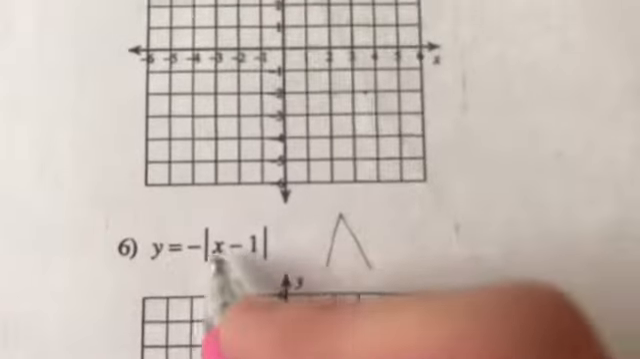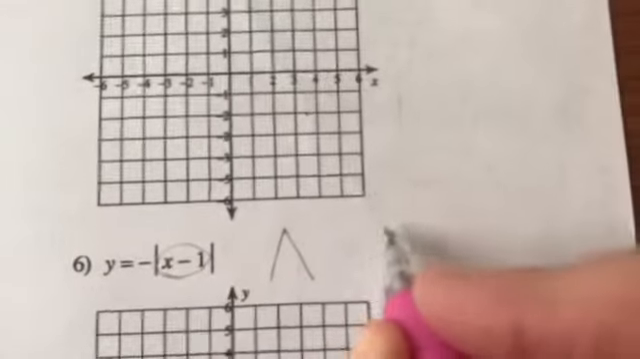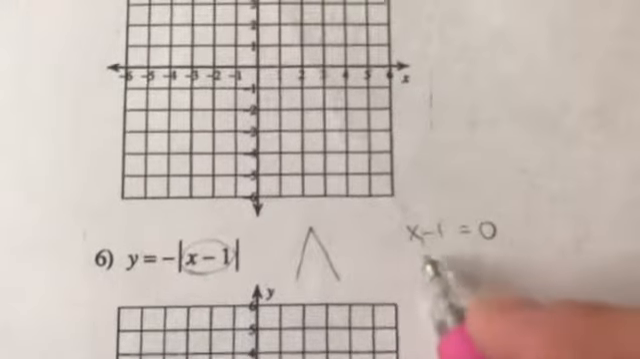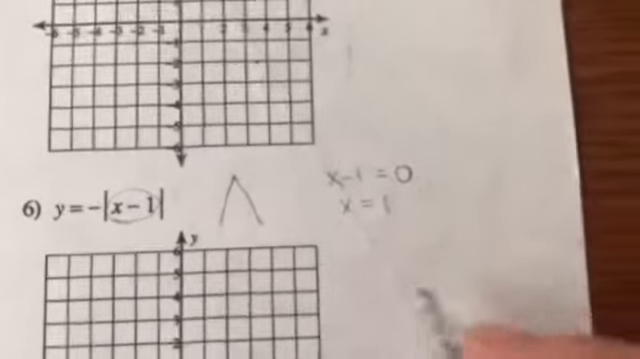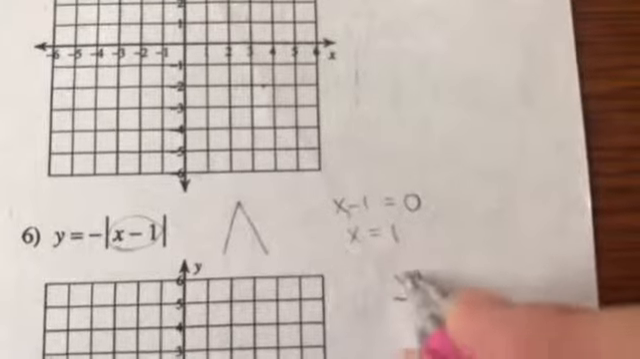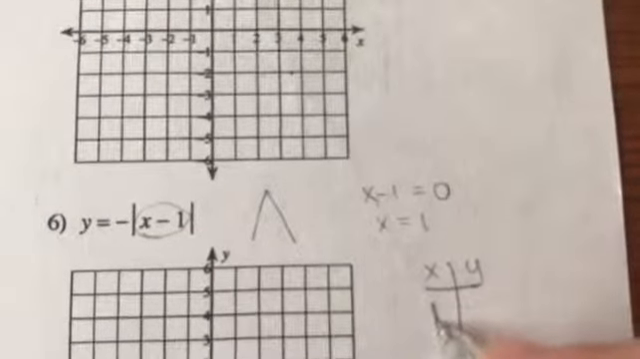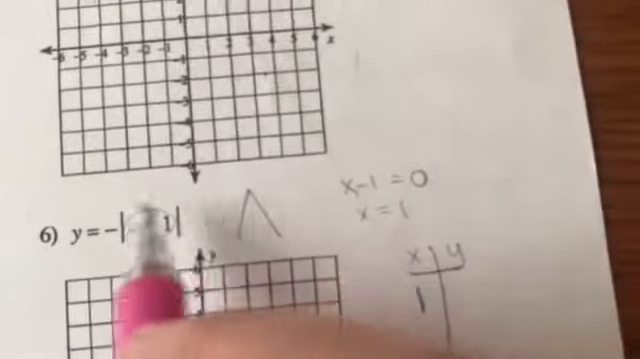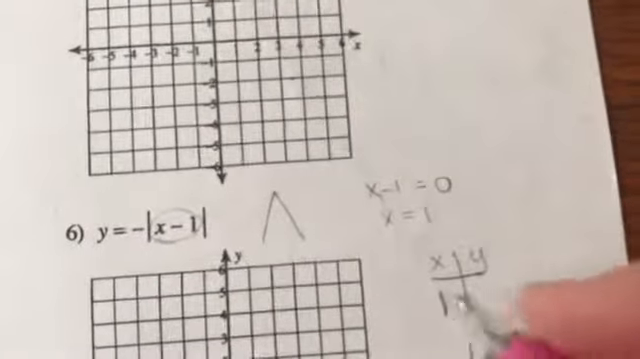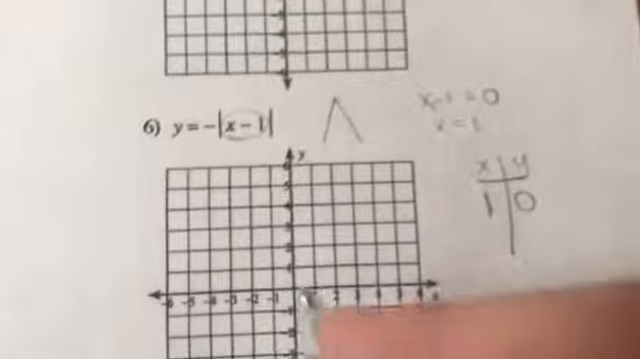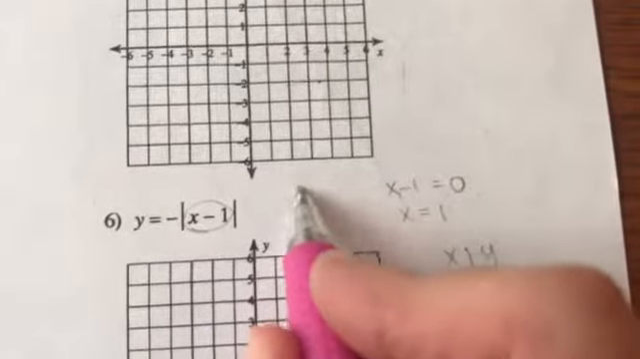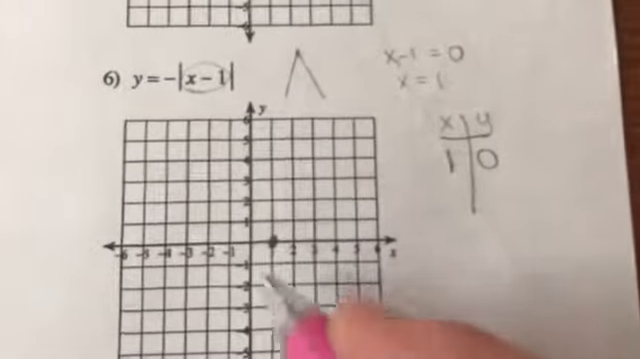So what do I do? I take what's inside and I set it equal to 0. Now you can probably do this mentally, but I can see that x is going to be 1. So when I do my t-chart, the very first point I'm going to pick is 1 because I want to figure out what makes this 0. If I plug in 1, 1 minus 1 is 0, and the absolute value of 0 is 0. That right there is the peak, okay? That being the peak, I already know it looks like this.